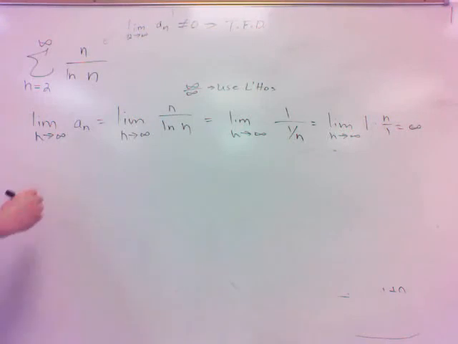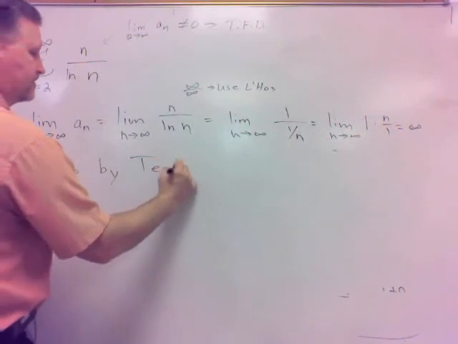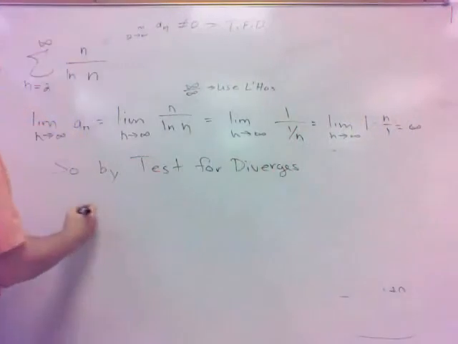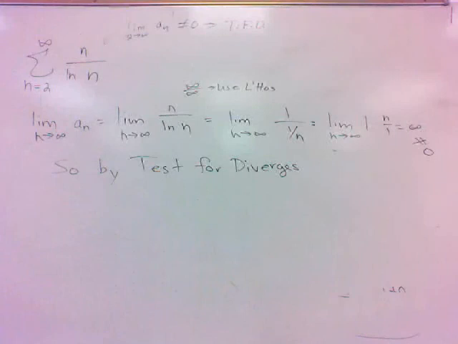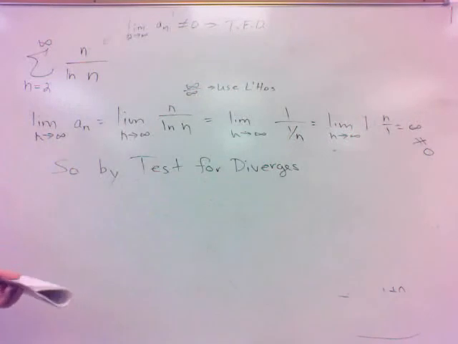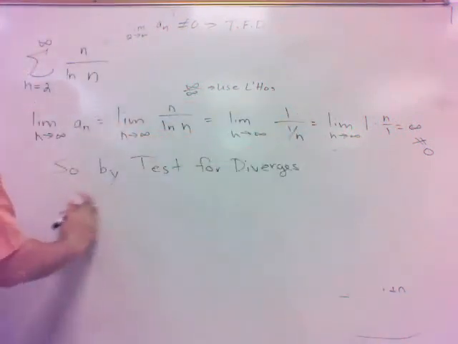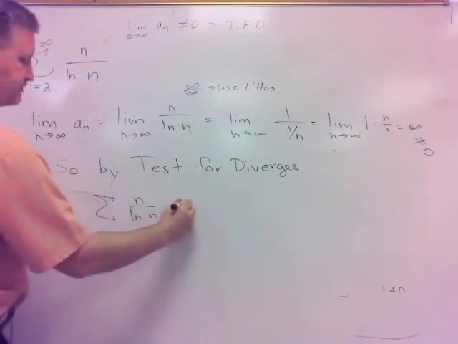So, by the test for divergence, that needs to be 0. So by the test for divergence, this thing diverges. Since that's not equal to 0, and it has to be equal to 0 for this to have even a shot at convergence. I mean, if it equals 0, that doesn't mean it converges. It just means we can use some other test, but the test for divergence says that's not 0, so this thing diverges.